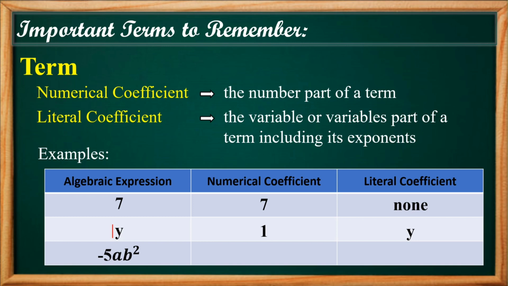Next, another expression is negative 5ab squared. What is the numerical coefficient? Okay, good. That is negative 5. Then the literal coefficient is, okay, ab squared. Okay, remember, including its exponent. Kasali ang exponent. That is the literal coefficient. Okay, yun siya. The constant, the variable, the term, and the term is divided into two. The numerical coefficient and the literal coefficient.